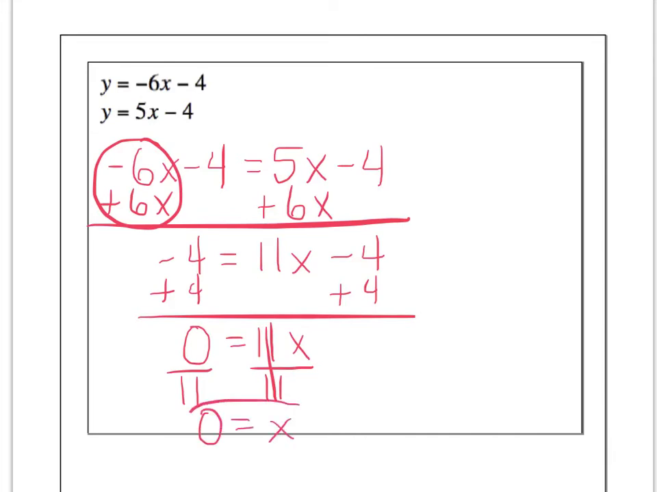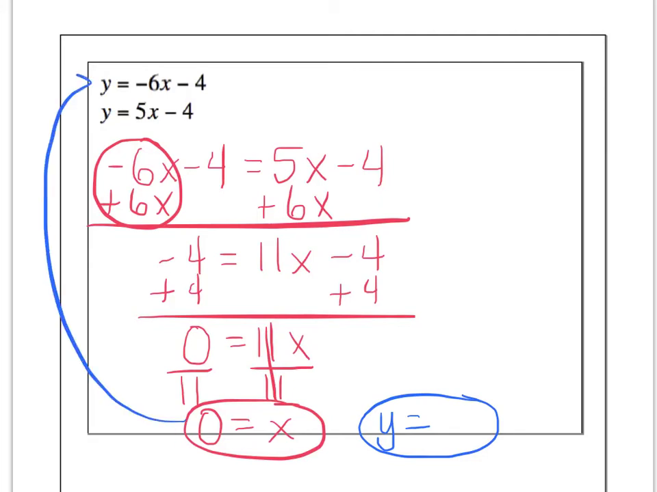So we've solved for x, but we're not done yet. We still need to figure out what our y equals. So once we've filled it in, we can be done. So I'm going to take this x equals 0 and plug it in up here. So y is going to equal negative 6 times 0 minus 4, which would give us 0 minus 4, which is negative 4. So in the first one, we got y equals negative 4.